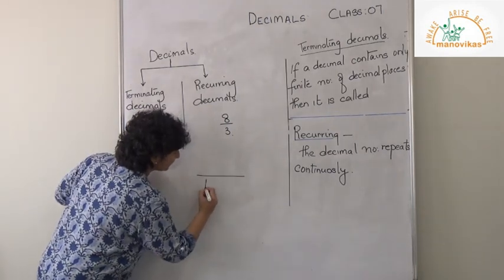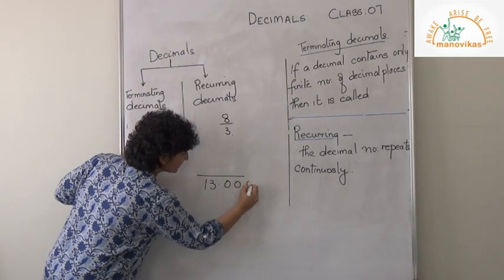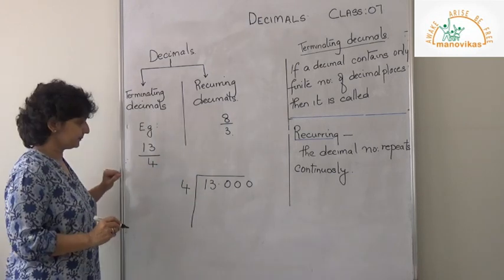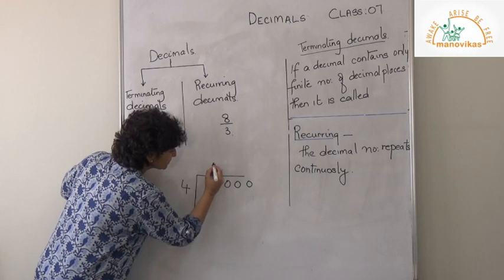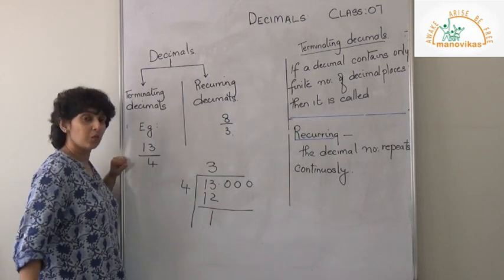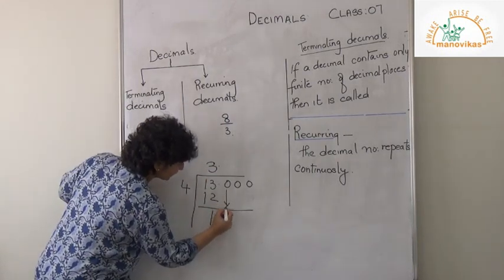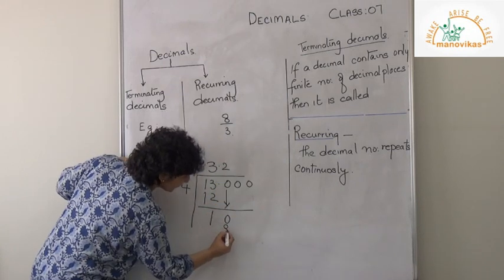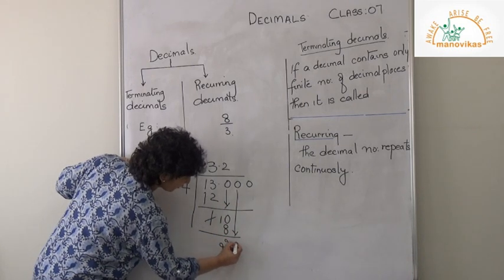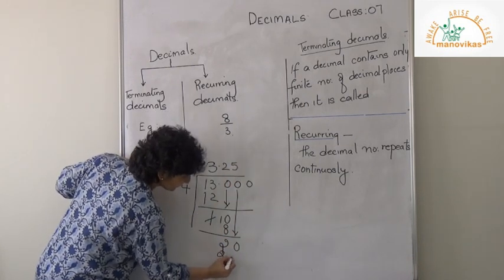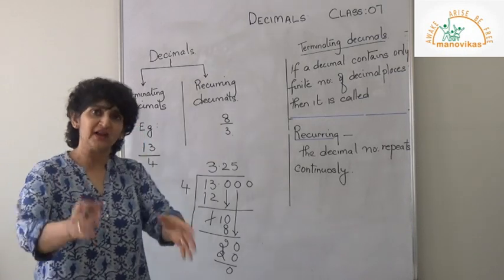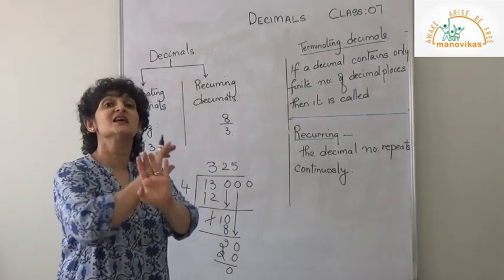Let's divide. 13.000. You can add as many zeros as you want. Let me take 4 here. Now I know 4 2s are 8, 4 3s are 12. 3 minus 2 is 1. I put my decimal point, I bring 0, 4 2s are 8. You borrow, you get 2. Let's bring 0 down. 4 5s are 20, 0. So my answer is 3.25. It is fixed, because your remainder is 0.